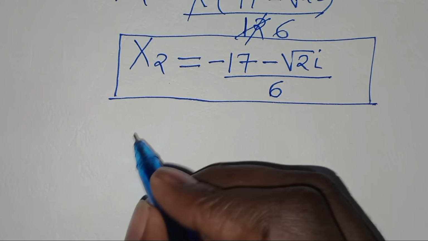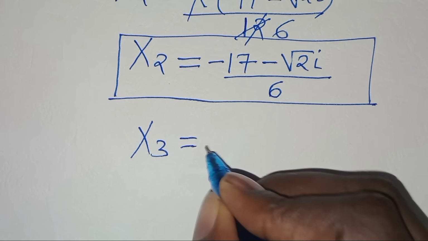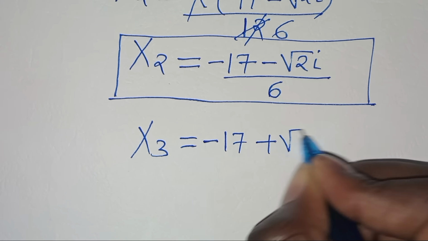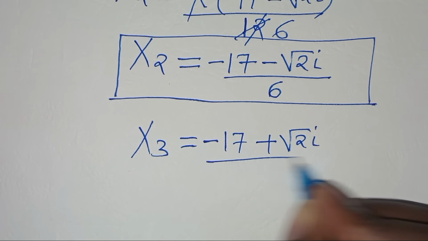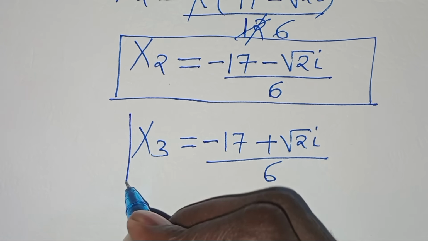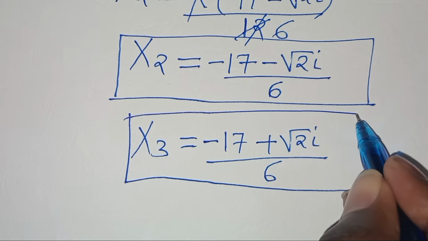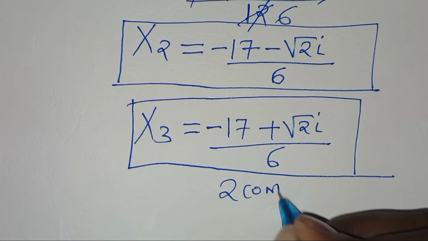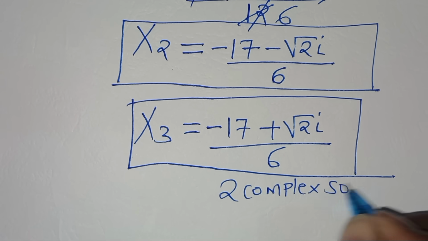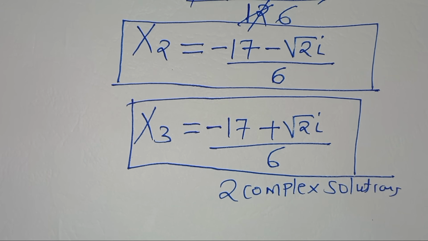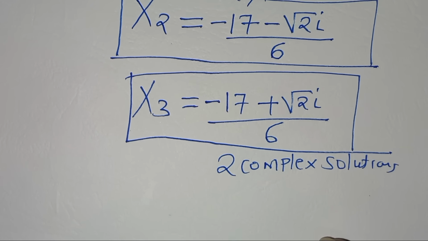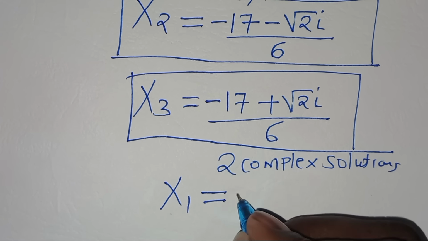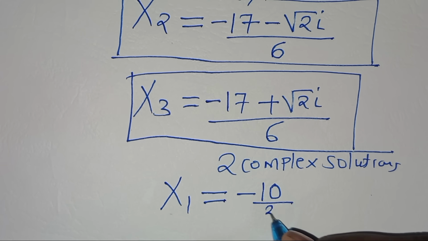So this implies that x3 is equal to negative 17 plus root 2i divided by 6. So this is the value of x3. So x2 and x3 are two complex solutions for this algebra problem. We only have one real solution here, which is x1, and this is equal to negative 10 over 3.